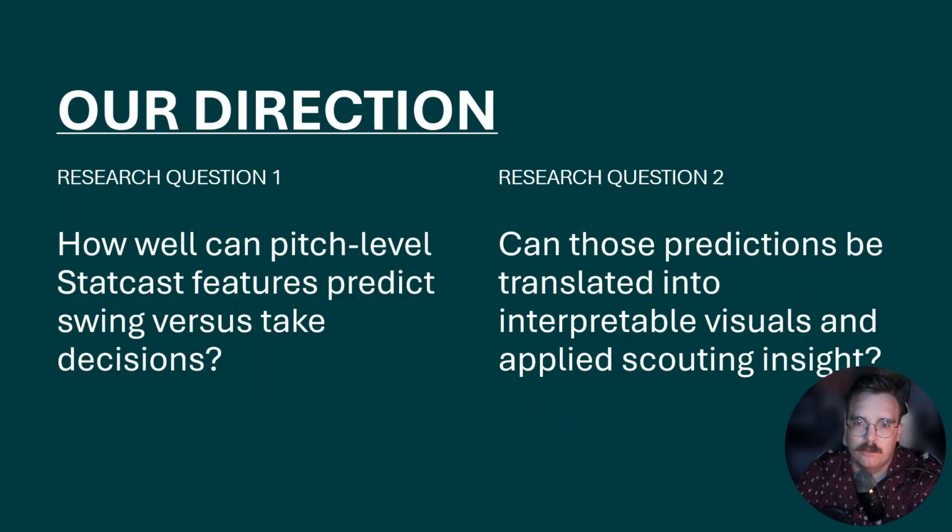The core research question for this project was how well can pitch level features such as location, count, pitch type, velocity, movement, and handedness predict hitter swing decisions, and how can those predictions be used to support baseball scouting and approach analysis? That question I broke down into two parts. The first part is predictive. How well can pitch level StatCast features predict swing versus take decisions?